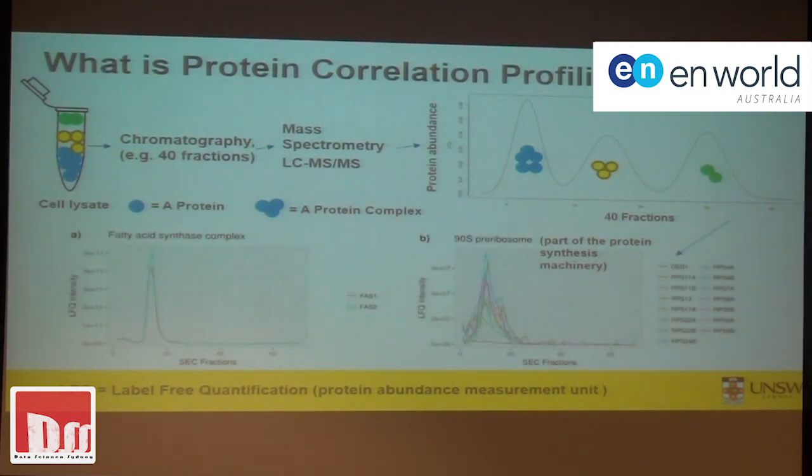If you look at the actual data itself, it looks like this. On the left, you have the fatty acid synthase complex. It consists of 2 proteins, FAS1 and FAS2. If you look at the abundance profiles, they look pretty much correlated. So it makes sense, they bind together, right? And the one on the right is a larger protein complex. It consists of about 12 proteins. You can see that it gets a bit noisier, but there's still correlation between the proteins. Each line is a protein, of course.